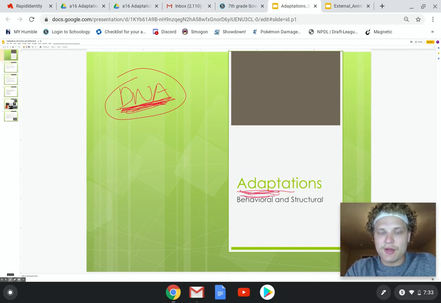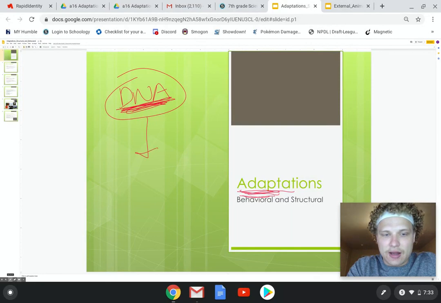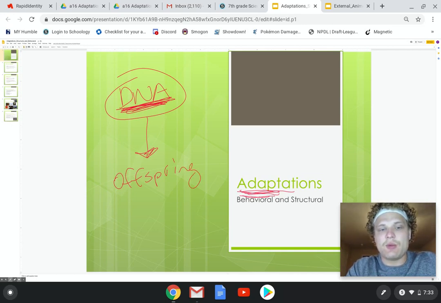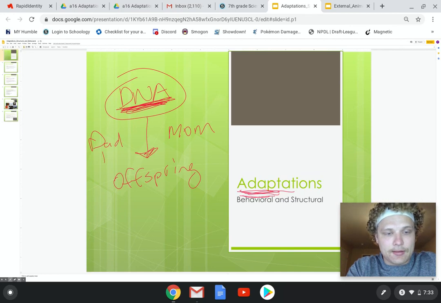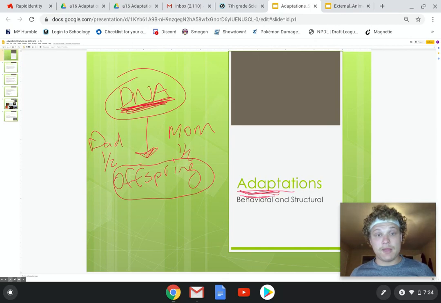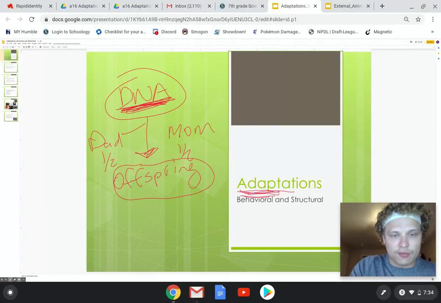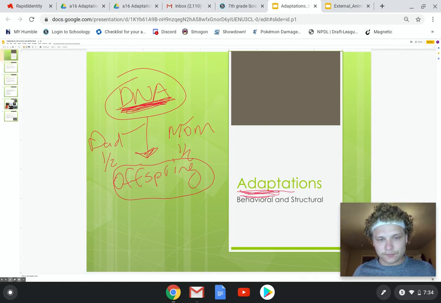Now another thing to review: we pass this DNA down to our offspring. One important thing to keep in mind is that in sexual reproduction, we get half from mom and half from dad. So we get half from each. That means the offspring, me and you, don't look exactly like our mom or exactly like our dad. We look something in between. We get some of the DNA from each, and that makes us different.